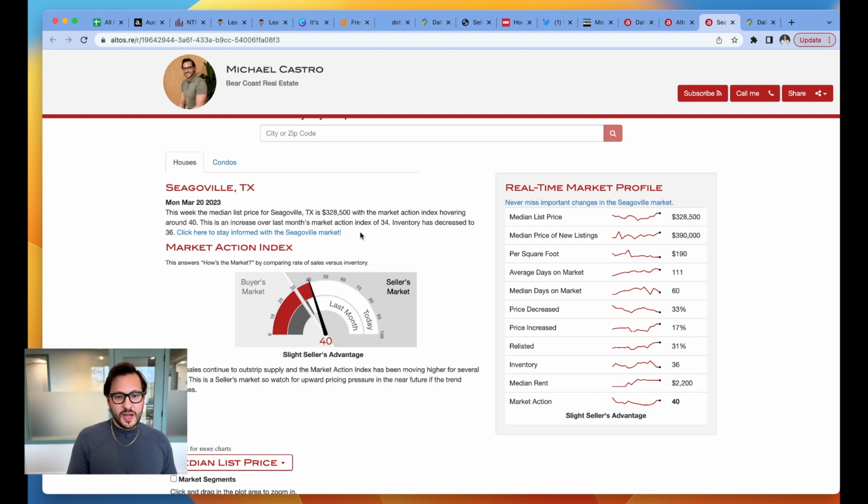A lot of people buy rentals in here. There's a lot of stuff in the mid 200s. It says here the median price is 328, but at least a lot of what I've sold is more like in the mid 200s over there. But as you can see, the median prices are trending up.